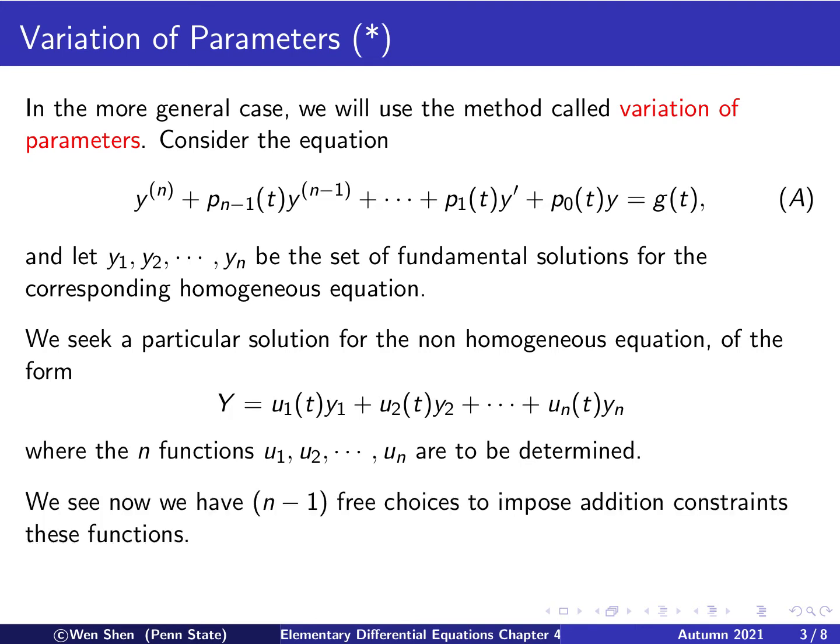We see that we have n unknowns, n degrees of freedom, and then there is one constraint: if you plug in this capital Y, the equation must hold. So one constraint for n degrees of freedom means we now have n minus 1 free choices to impose as additional constraints on these functions u_i. We want to use these free choices wisely to construct a way of finding the particular solution.